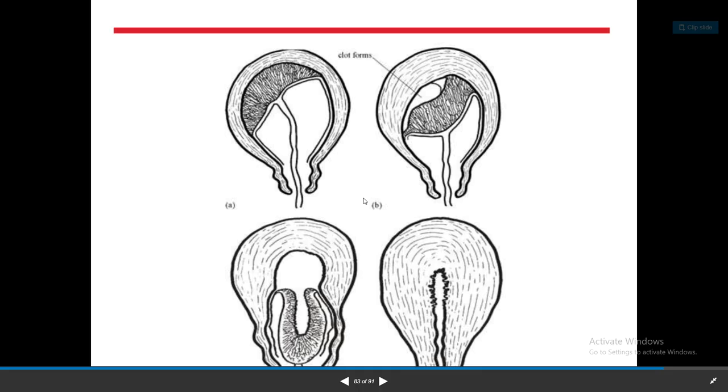Here you can see the placenta in the picture. In picture B, the blood clot is formed and the placenta is going to be separated. Here it is completely separated, and then it is expelled and the rest left over. You can see the uterus.